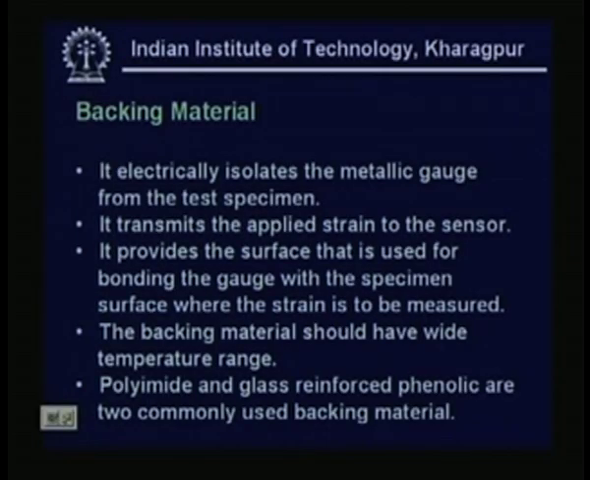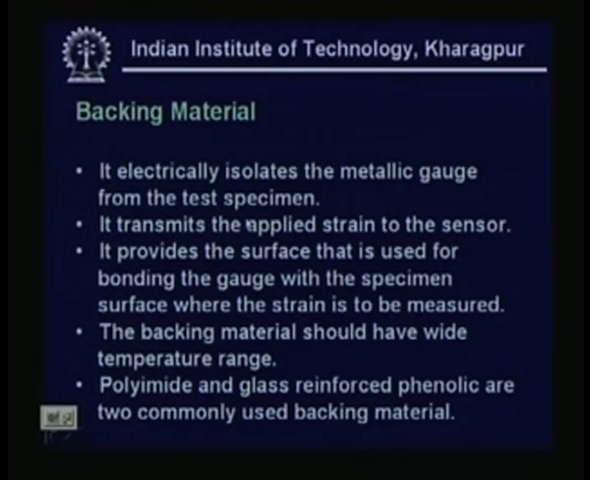Backing material electrically isolates the metallic gauge from the test specimen, right, because in all cases you will find the strain gauge is put on a Wheatstone bridge. So, it is an electrical circuit. Suppose I am interested in measuring the strain or load on a beam, a steel beam. In that situation, I cannot connect directly on the steel beam itself. I have to insulate, because we are interested only in the strain. I do not want to make electrical connections with the steel beam itself, right. So, it isolates.